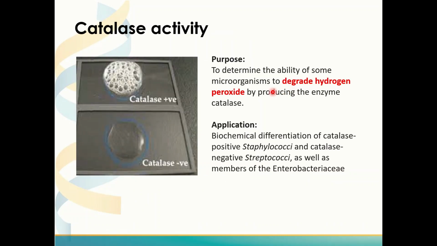Our last test is the catalase activity test. This test is used to determine the ability of microorganisms to degrade hydrogen peroxide by producing the enzyme catalase. This test is commonly applied for biochemical differentiation of catalase-positive Staphylococcus and catalase-negative Streptococcus, as well as members of the Enterobacteriaceae family. A positive result is indicated by the presence of bubbles on the tested sample, as you can see here in the picture.